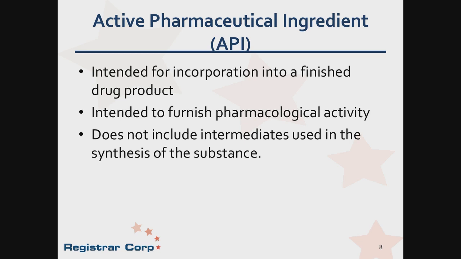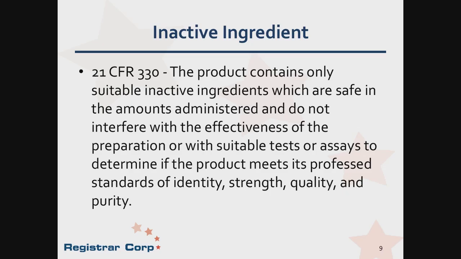Active pharmaceutical ingredient is the ingredient in a drug formulation that is performing the function of diagnosing, curing, mitigating, treating, or preventing a disease. An example of a common active pharmaceutical ingredient is salicylic acid in acne medication. An inactive ingredient is all the other ingredients in the drug product that is not an active pharmaceutical ingredient. It is important that these ingredients are safe for the consumer and do not interfere with the effectiveness of the active pharmaceutical ingredients.